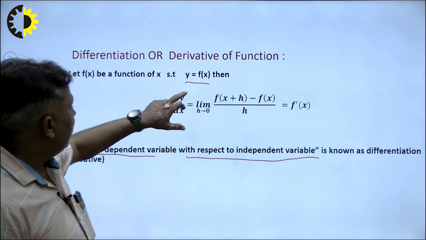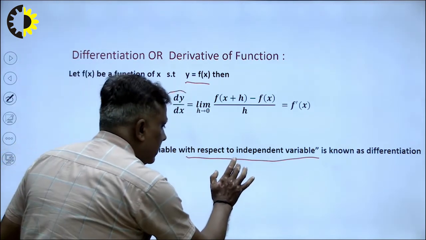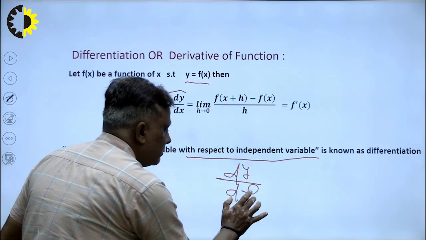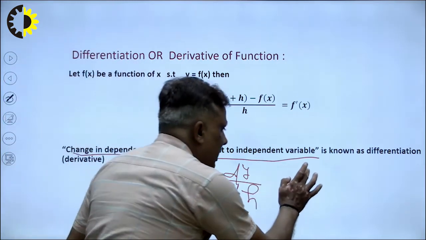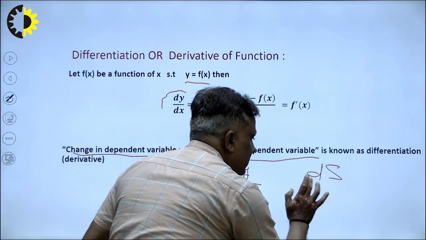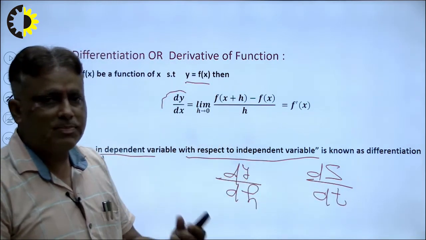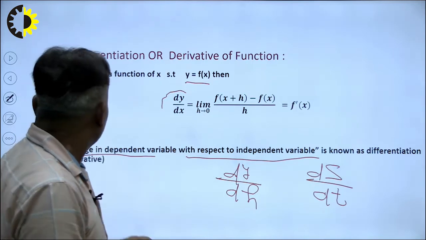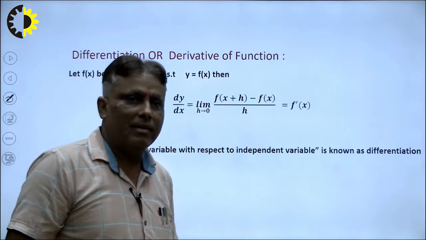These variables may be changed everywhere, right. Suppose I want to calculate dy over dh. What is the meaning of these terms? That means y changes with respect to h. Or I want to calculate ds upon dt, that means s changes with respect to t. So this is the common phenomenon of the derivative, and the use of different variables here, right.